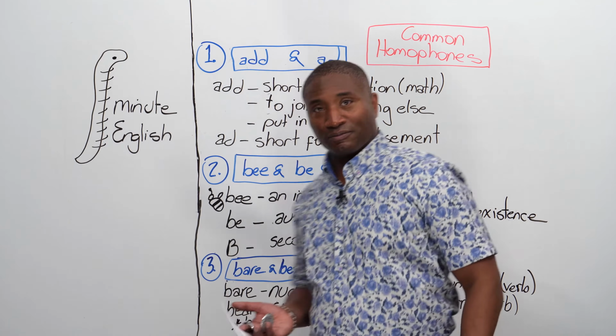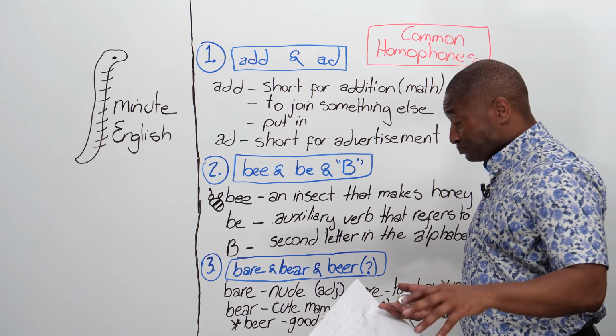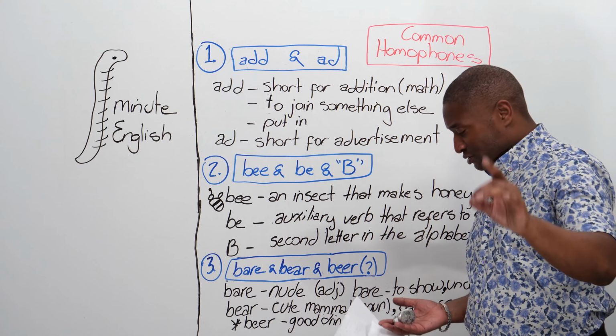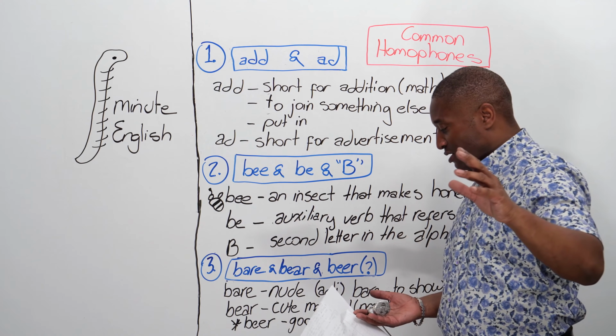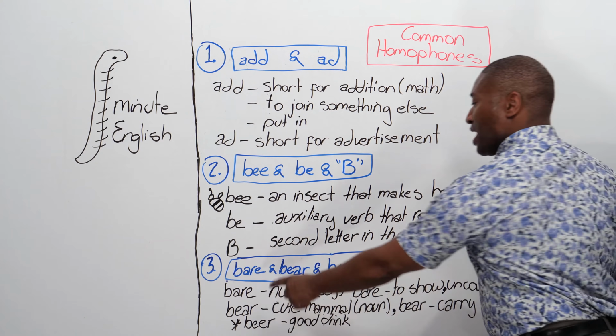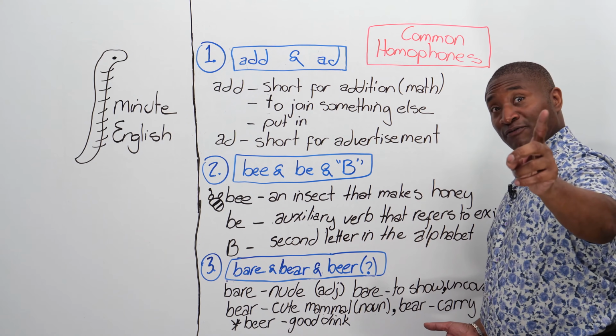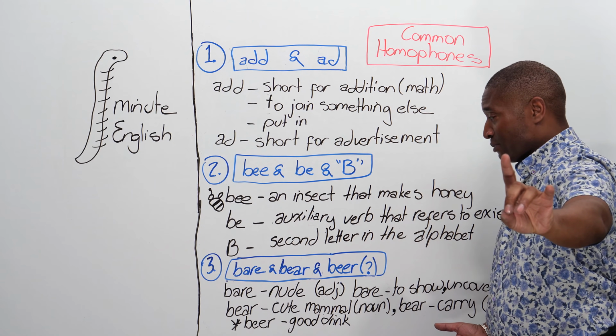This one's a little bit harder because it's going to be homophones plus one that's not, which is sometimes confused by native speakers. And I'm going to start now. Okay, bare and bear. They're different, they're not the same, but sometimes people have a hard time saying them.